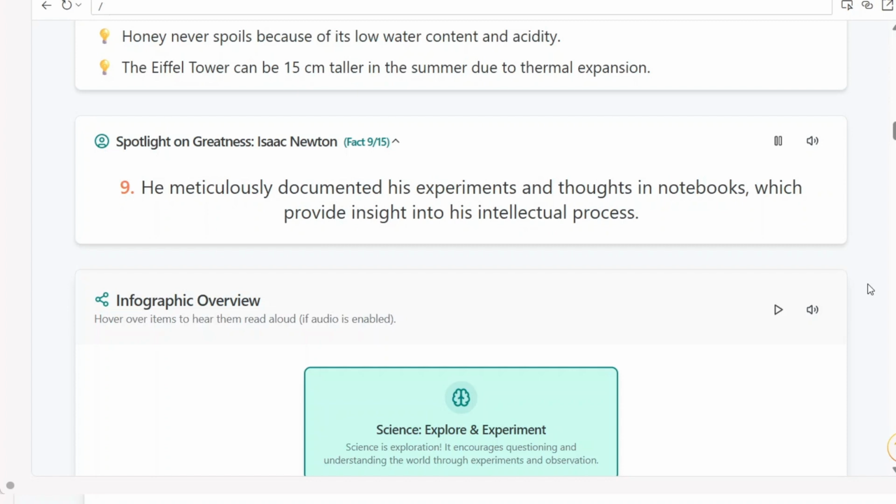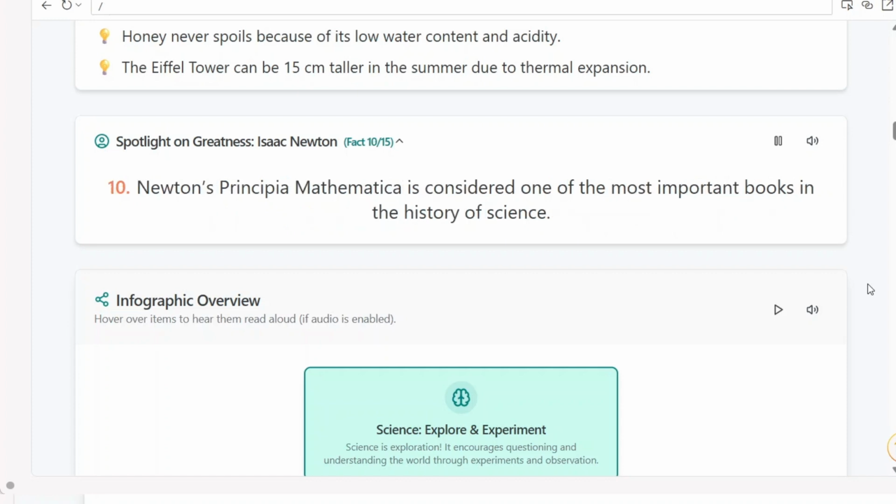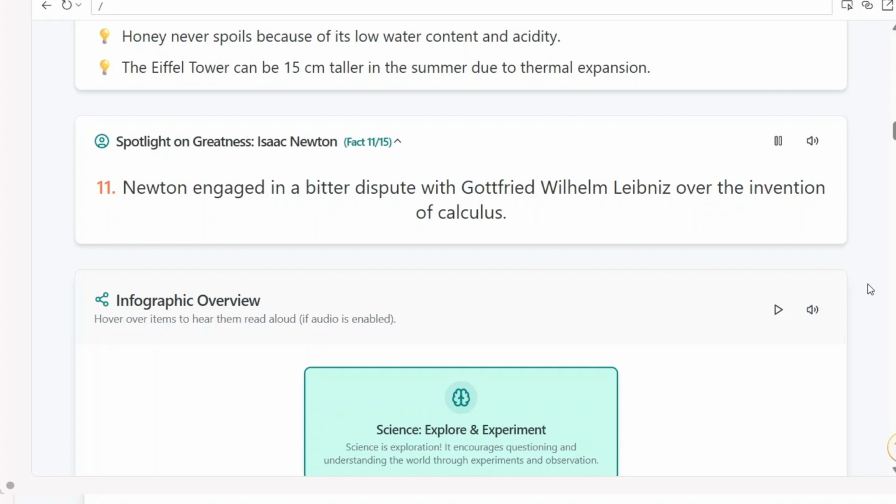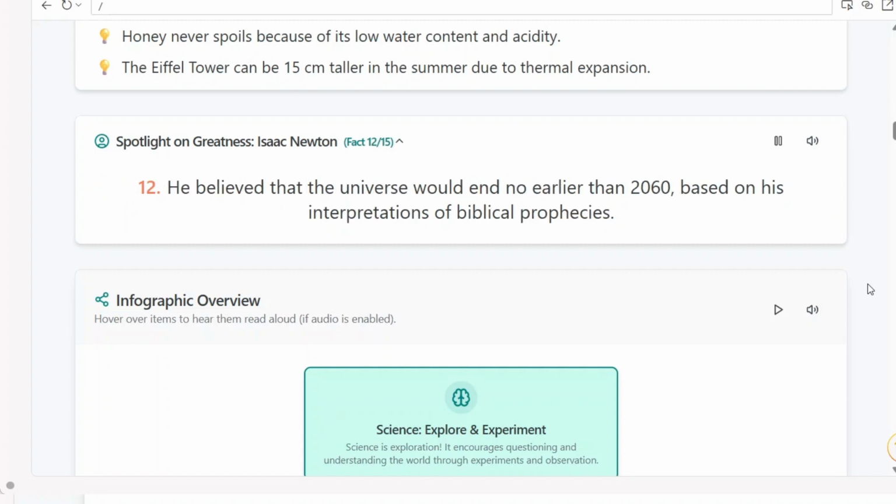He meticulously documented his experiments and thoughts in notebooks, which provide insight into his intellectual process. Newton's Principia Mathematica is considered one of the most important books in the history of science. Newton engaged in a bitter dispute with Gottfried Wilhelm Leibniz over the invention of calculus. He believed that the universe would end no earlier than 2060, based on his interpretations of biblical prophecies.